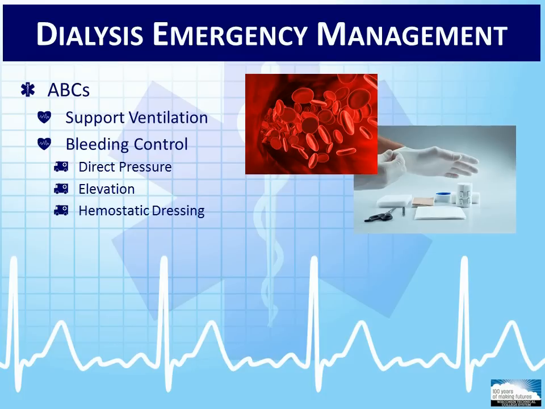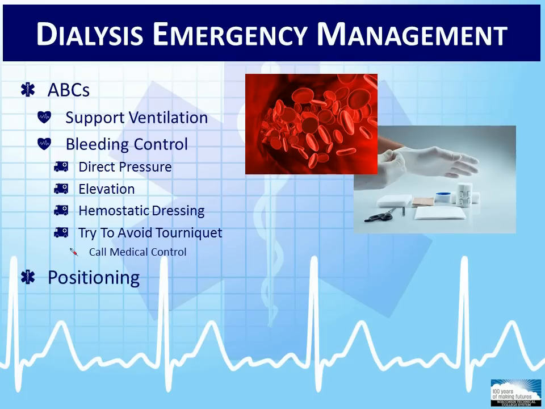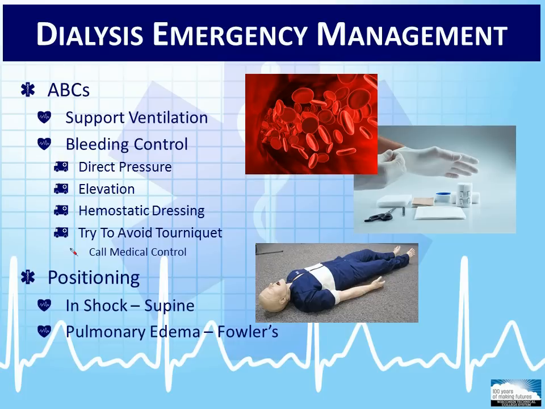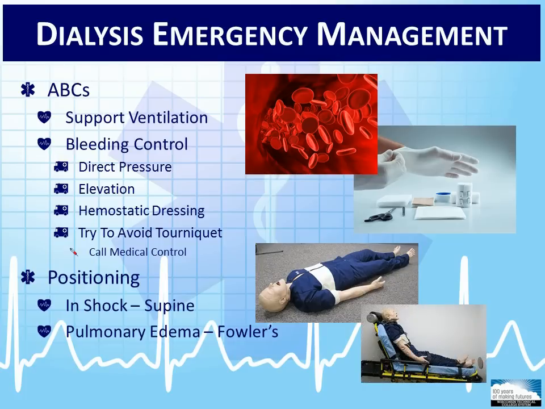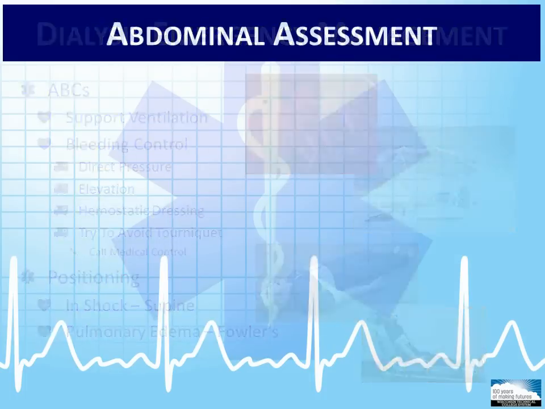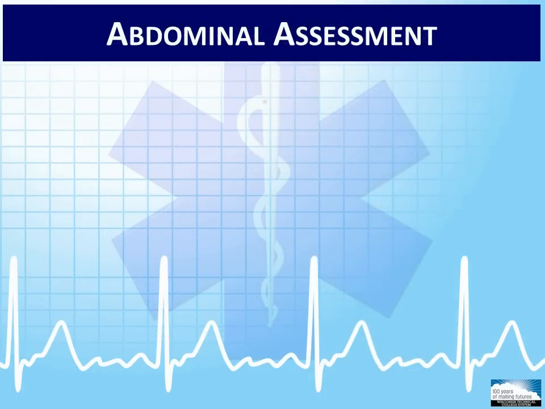If absolutely necessary, a tourniquet may be considered, but only after consulting with medical control, as a tourniquet may damage the access device, leading to additional complications for the patient beyond the immediate emergency. When transporting the patient, be certain to recognize whether the patient is in shock or has pulmonary edema. The patient in shock should be transported supine, while the patient with pulmonary edema should be transported sitting or in Fowler's position.